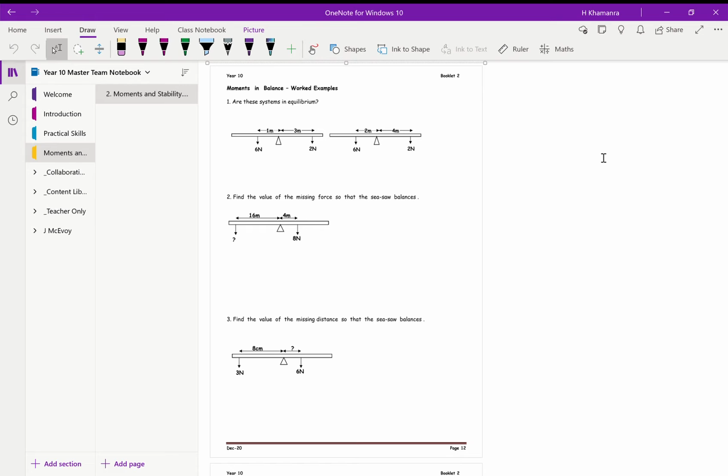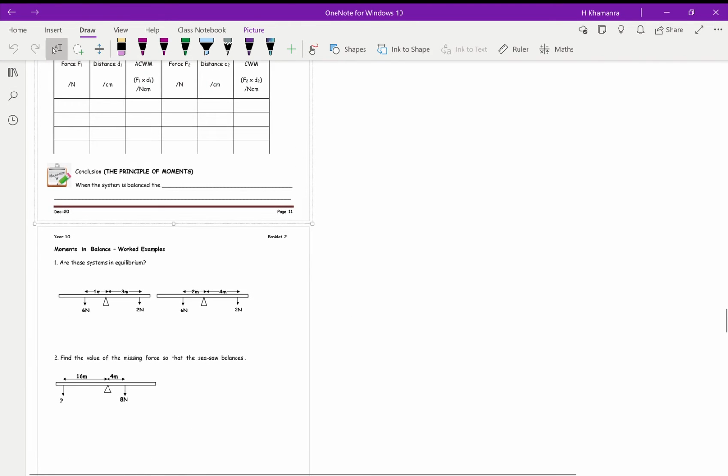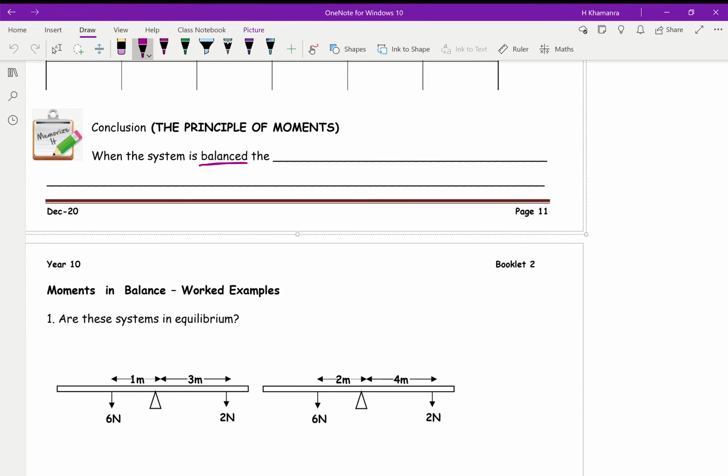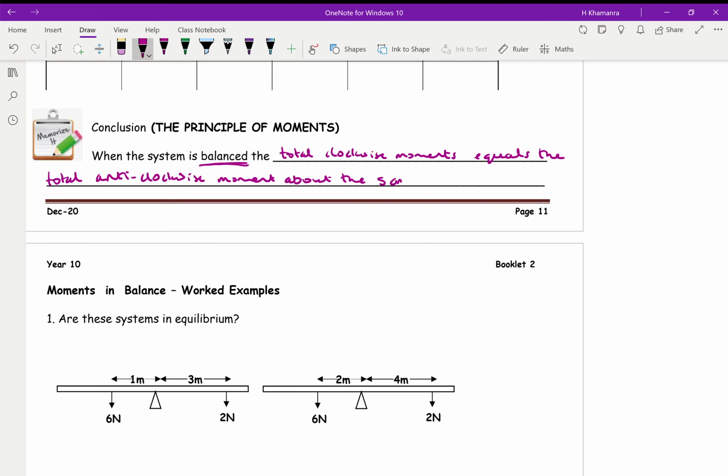So today we're going to use the principle of moments to help us find unknown forces or unknown distances. Last week when we did our experiment, we confirmed the principle of moments, and we said when the system was balanced, and that was really important, the total clockwise moments equals the total anti-clockwise moments about the same point, which is our pivot.